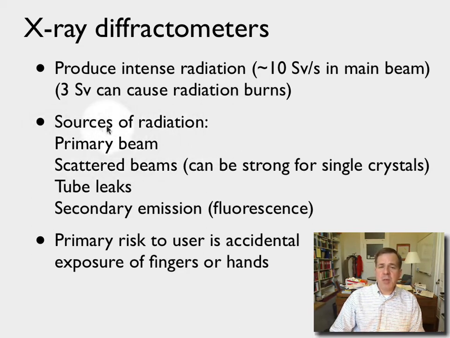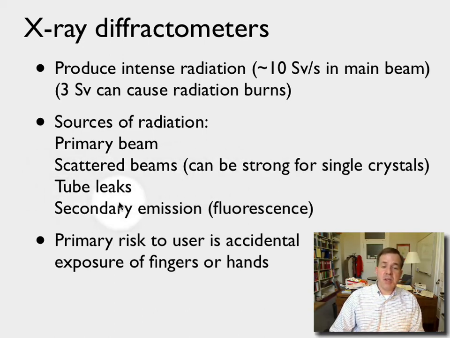Besides the primary beam, other sources of radiation can be scattered beams and diffracted beams, and it's worth noting that these can be very strong. For instance, the reflections from a silicon single crystal can be up to 90% of the intensity of the main beam. So if you're working particularly on single crystals, you need to know where the scattered beams are so that you can avoid them.